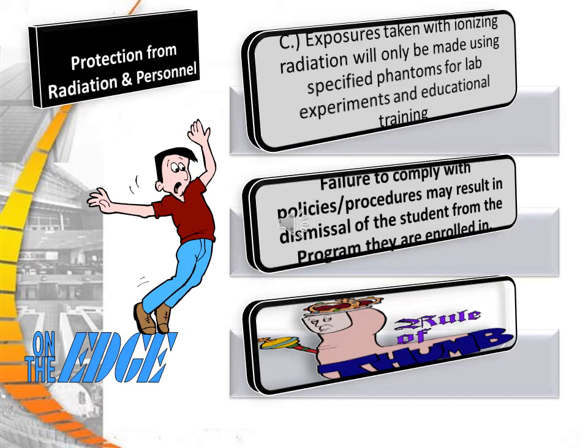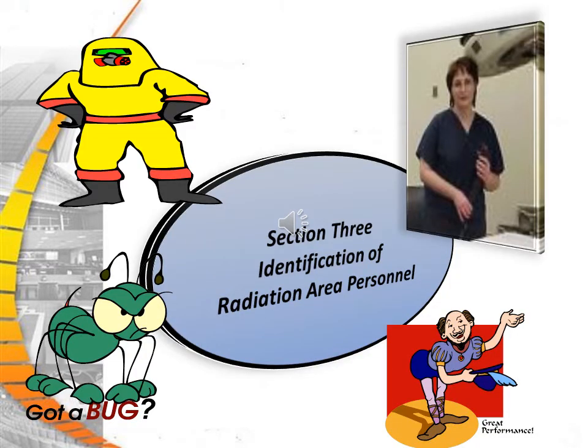Failure to comply with policies and procedures may result in dismissal of the student from the program in which they are enrolled. Section 3. Identification of radiation area personnel.